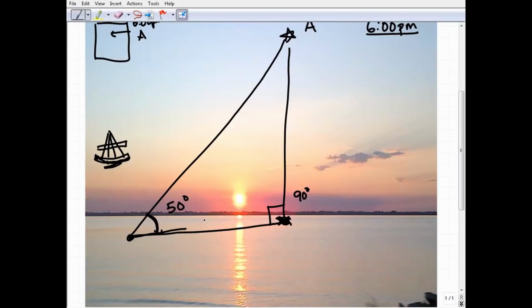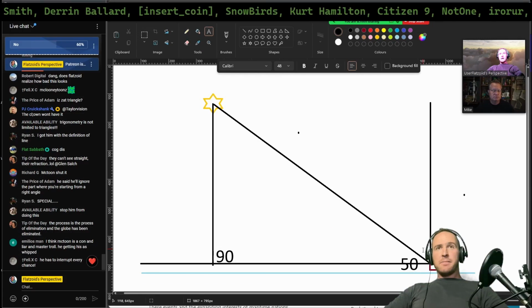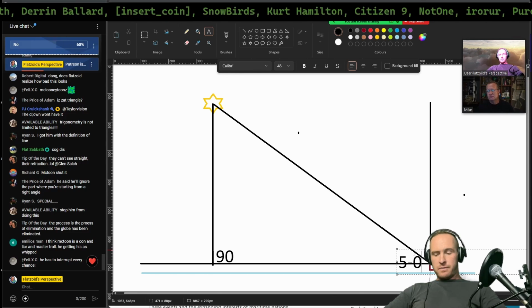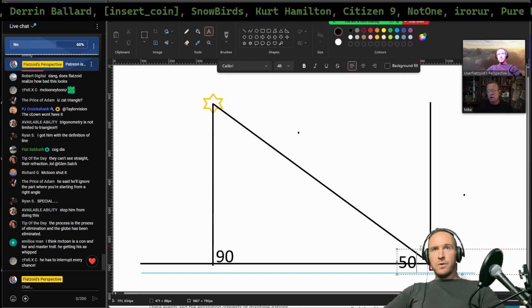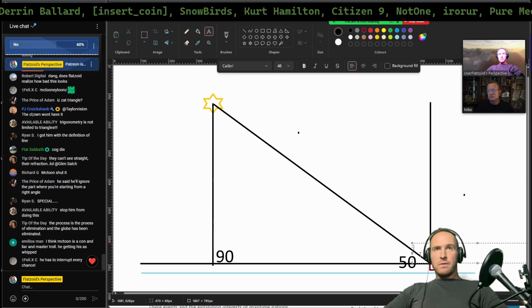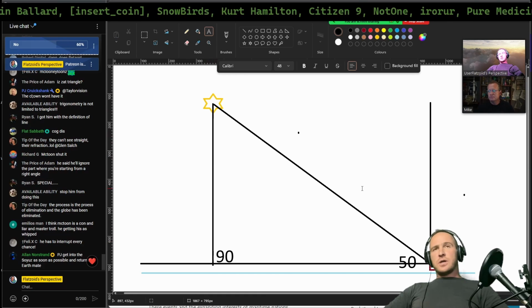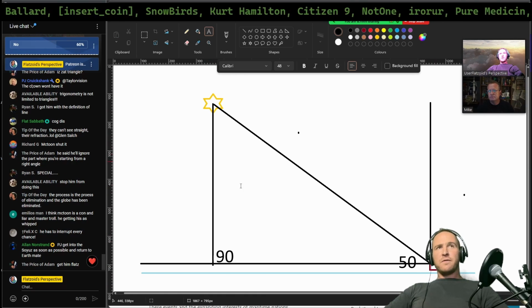So let's just make a number up. Let's say in order to see star A at 50 degrees at 6 p.m. at night, you have to be 900 miles away to be able to see that observation. Let's say I measured an angle to the star at 50 degrees. You would agree that's 50 degrees to the star. Not to scale, that's fine. But yeah, it's not to scale, obviously. We measured 50.